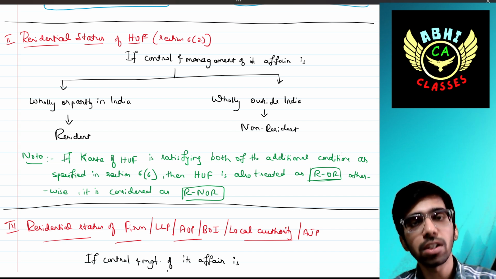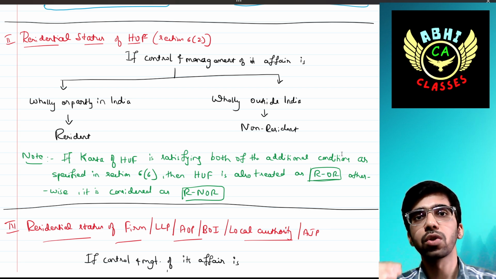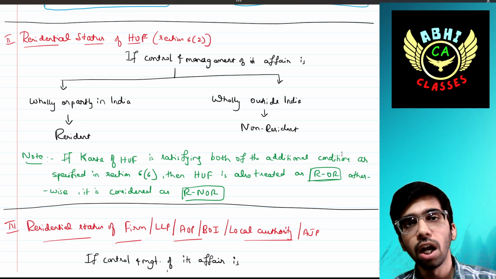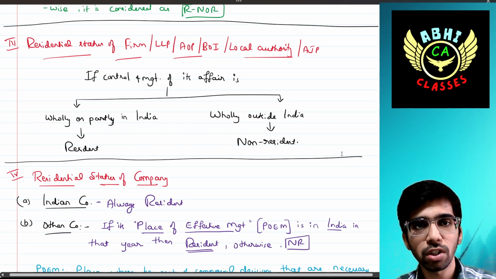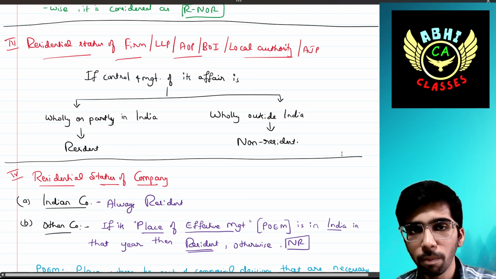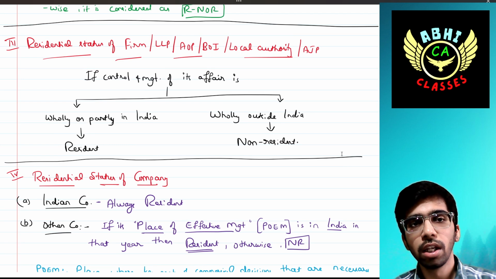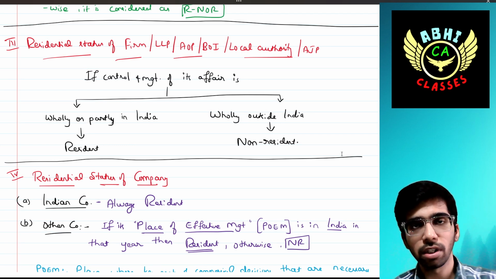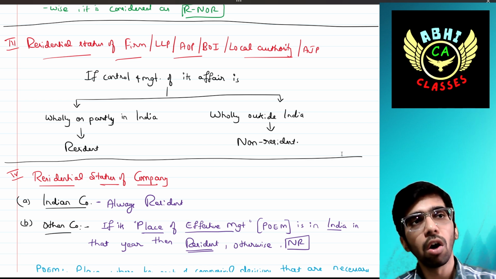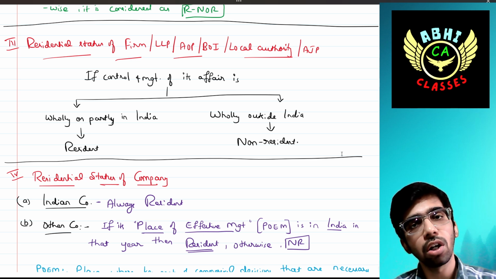If he is satisfying both of the additional conditions, then HUF is also considered R and OR, otherwise R and NOR. Simple. Next, the residential status of firm, LLP, AOP, BOI, local authority and AJP. In this case, we have to see only resident or non-resident. That's it. We should not see further ordinary resident or non-ordinary resident. Wholly or partly in India, control and management, same resident, otherwise non-resident.